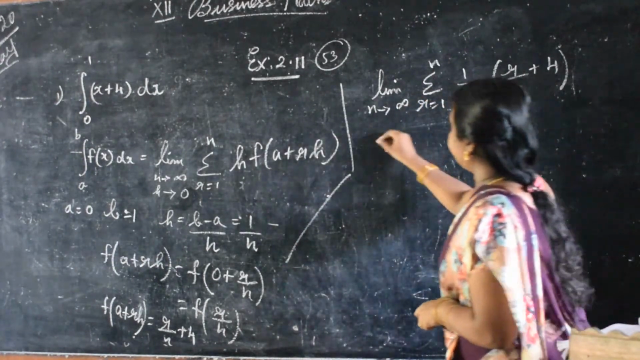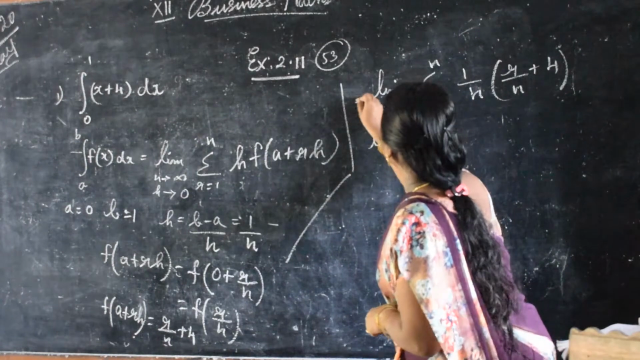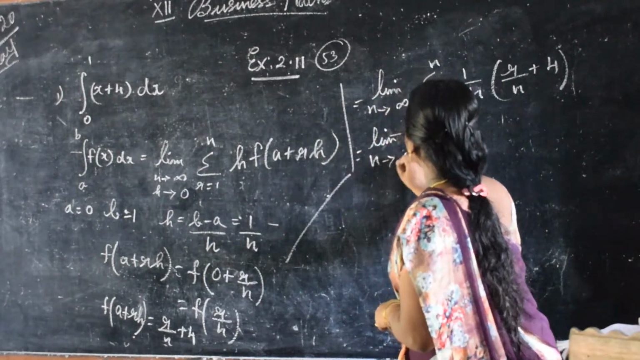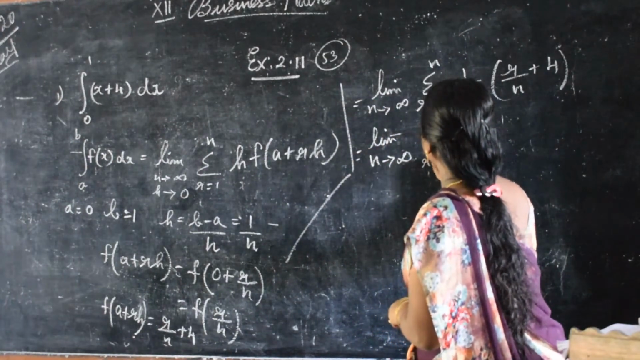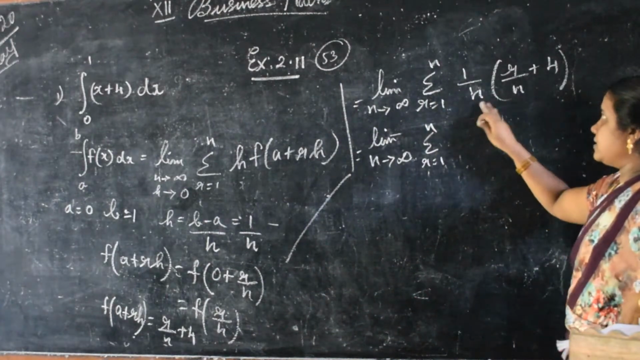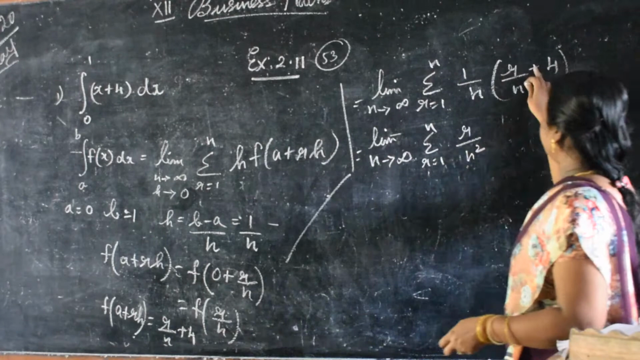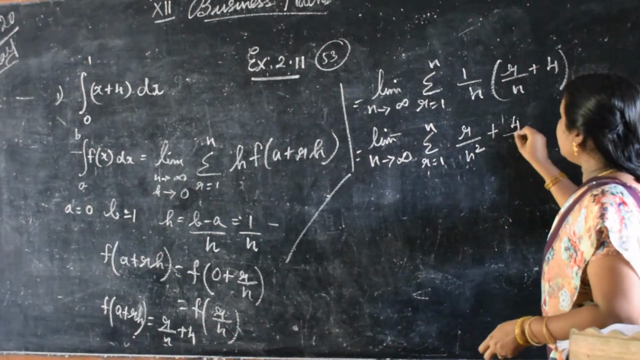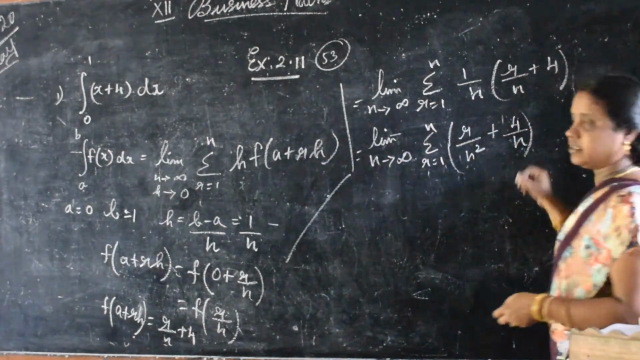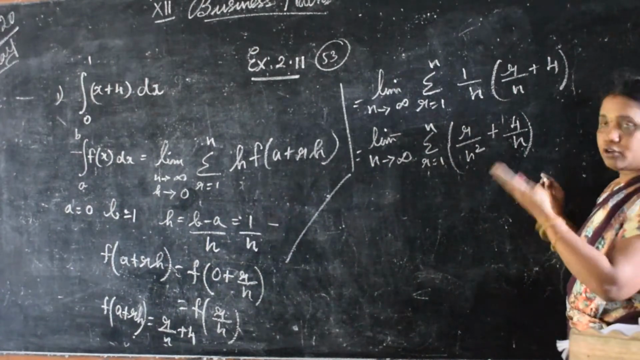Now see here, limit n tends to infinity, summation r is equal to 1 to n. Now you multiply this inside, and you will get r by n square. What comes here? plus 4 by n. Okay, children. Now what am I going to do? Now we have to split it and take things outside.